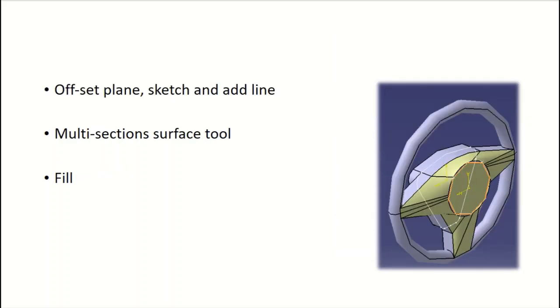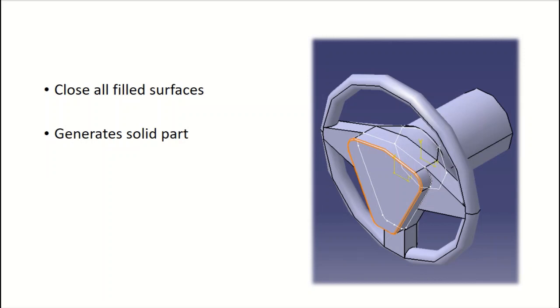For this complex shape here, the process was to create an offset plane from the YZ, create the respective profile sketch here, then use the multi-section surface tool to continue to generate this shape. Then this was filled. The final step was to close all of the filled surfaces, which would generate the solid part shown here.